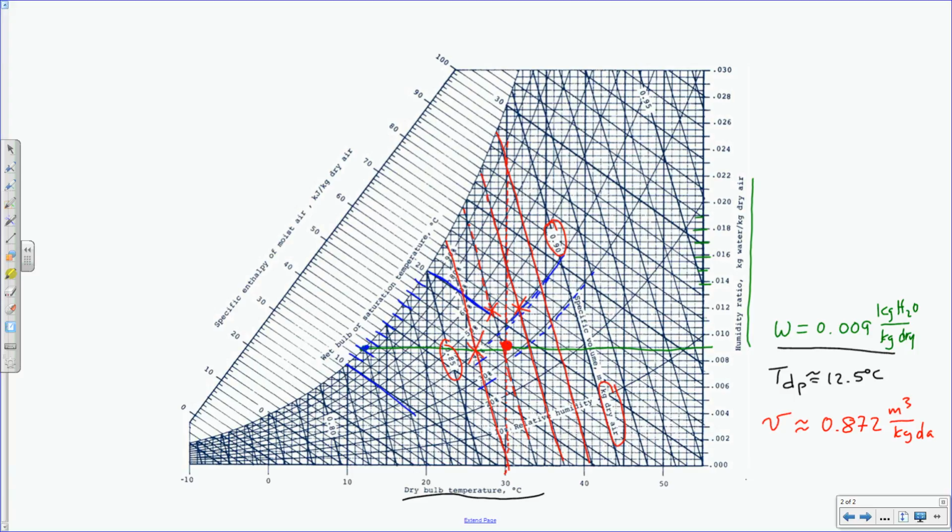So if we need to determine the volume of our room, it's just simply the mass of your dry air times the specific volume of your dry air. So the mass of our dry air we determined from before was 1077 kilograms times the specific volume, 0.872 meters cubed per kilogram dry air. When we solve for this, I used a slightly different value in my calculation, but this will be pretty much nearly identical.